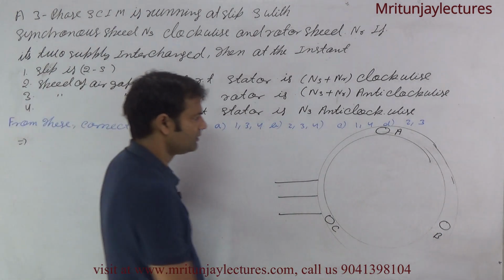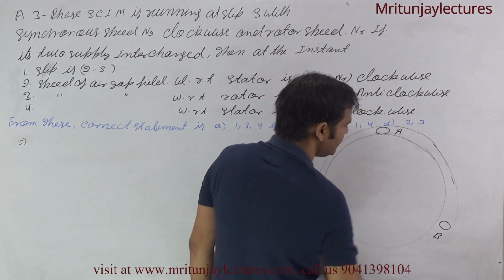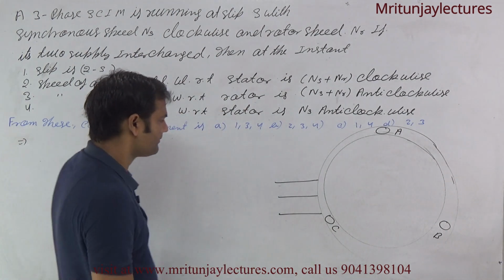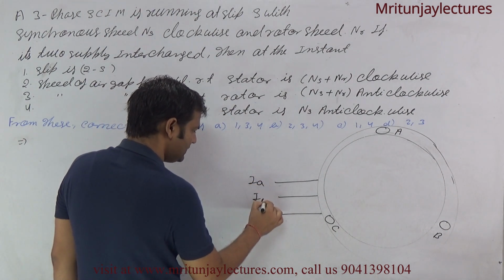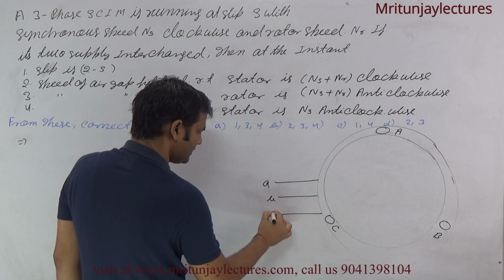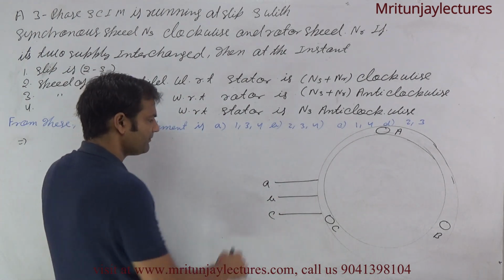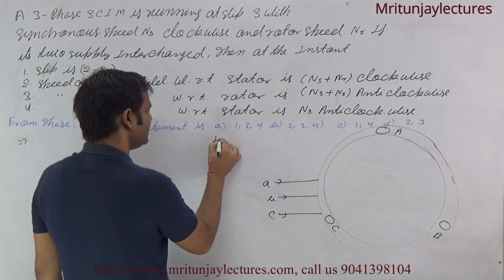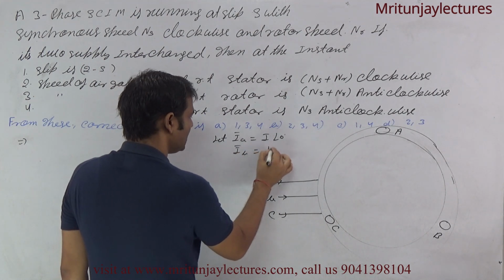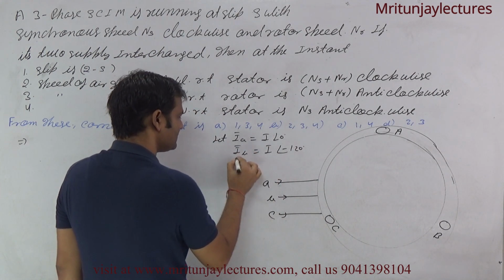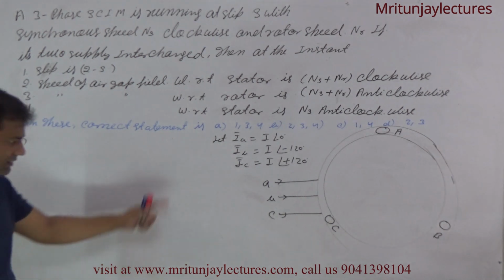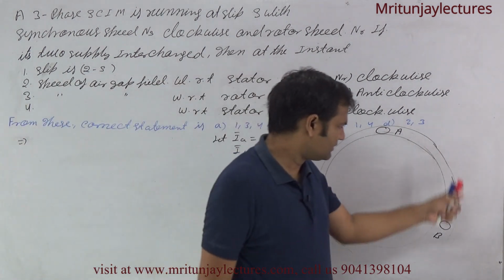According to the question, synchronous speed ns. Ns means the stator field with respect to the stator winding. That is only possible if IA, IB and IC, or you can say only possible if the supply sequence is ABC. Corresponding to this, let IA be equal to I at the angle 0, IB equal to I at the angle minus 120, and IC equal to I at the angle plus 120. This is the current corresponding to this three-phase balanced winding.